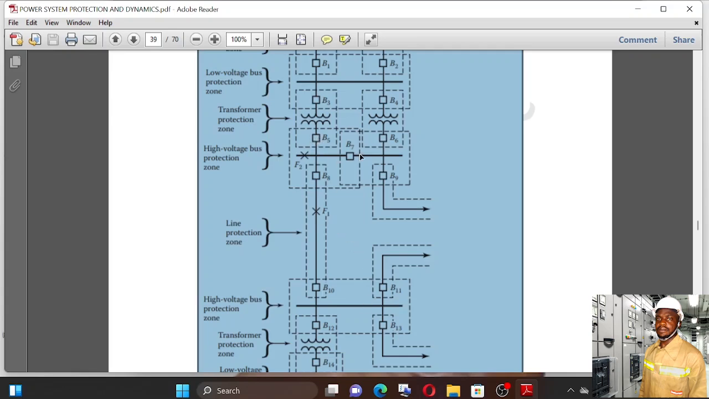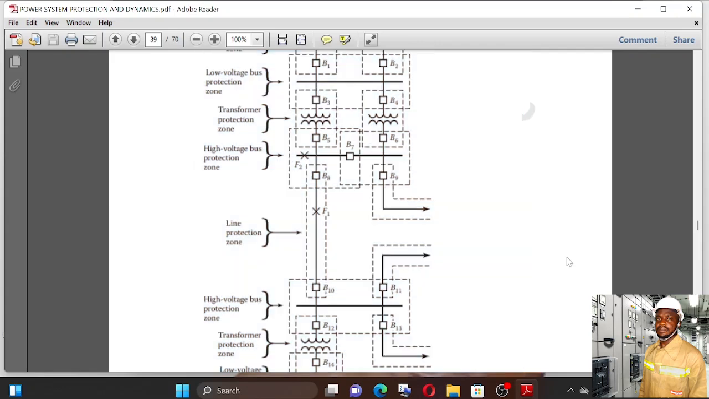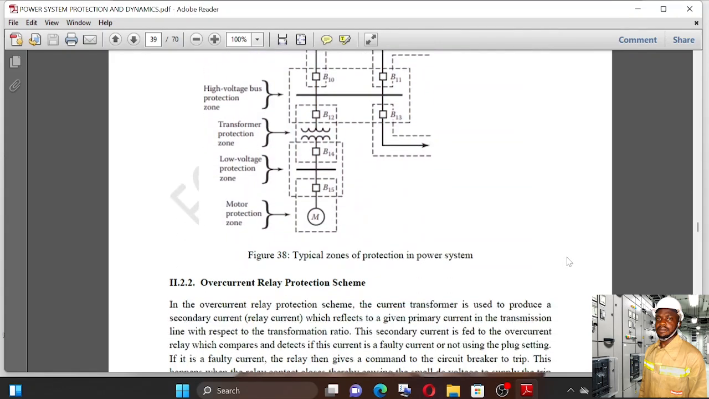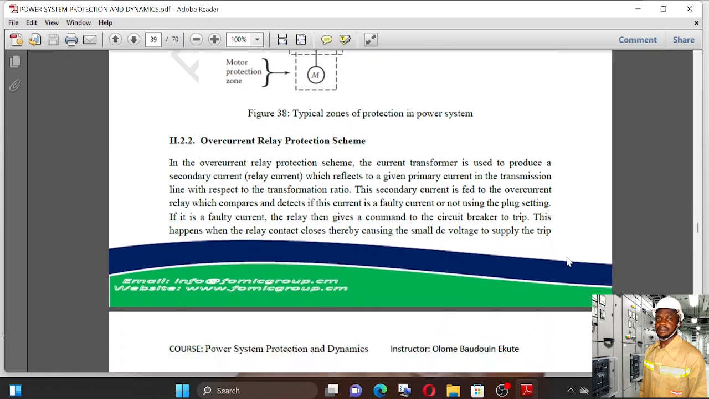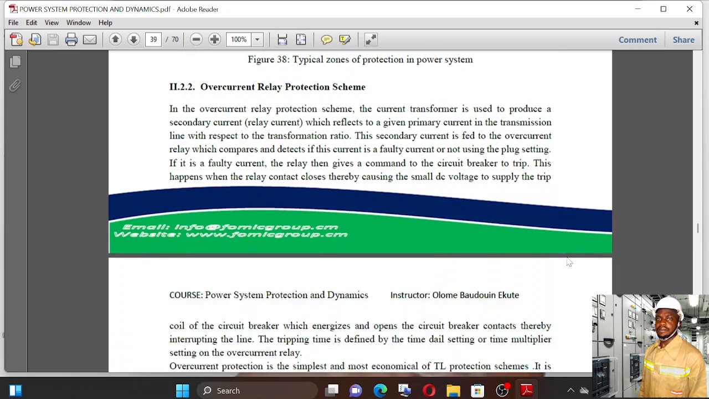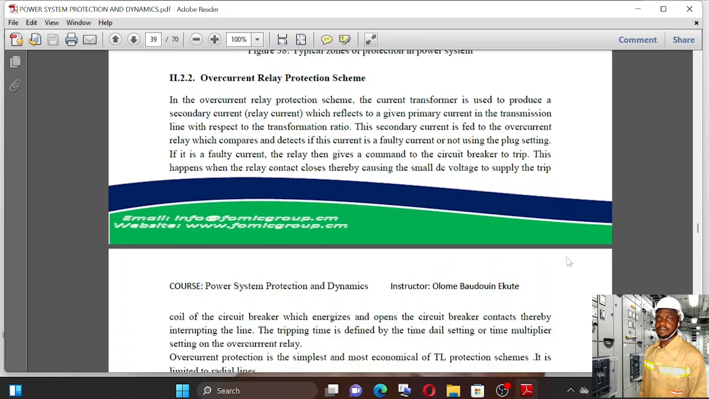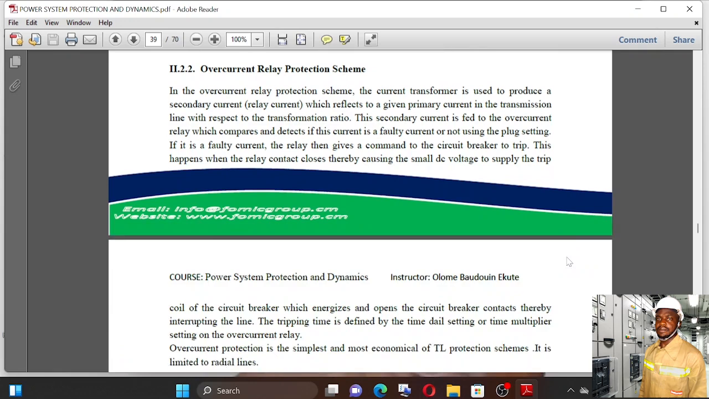Also, we have B5 and B7. They react for the fault at F1 in case it fails. So we also have that of fault at F2. You can look at that one as well. So I believe you now understand what zones of protection means in power system. Then we now look at the first protection scheme, which is the overcurrent relay protection scheme.